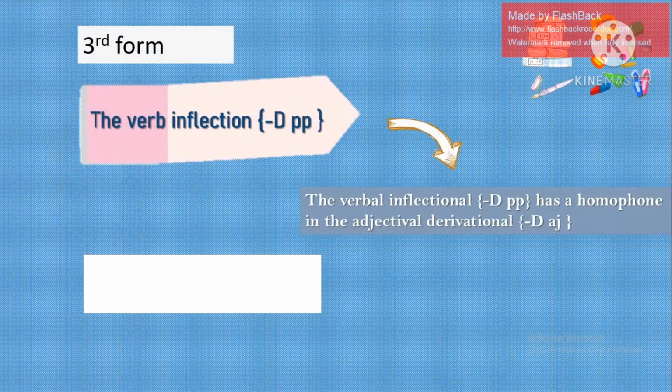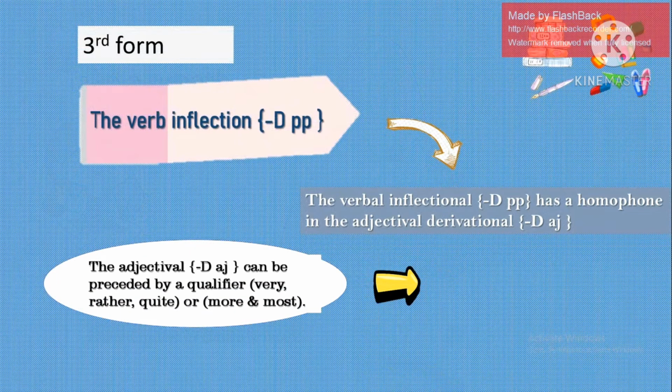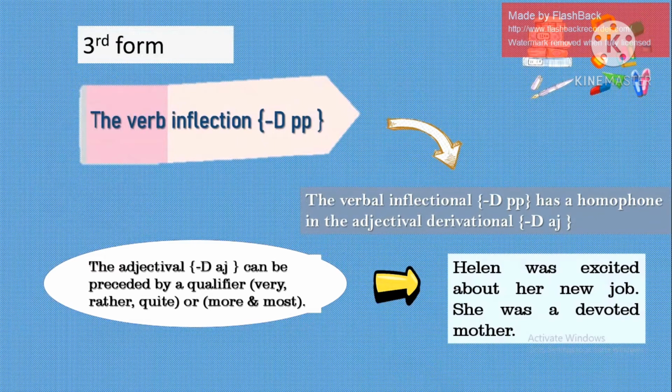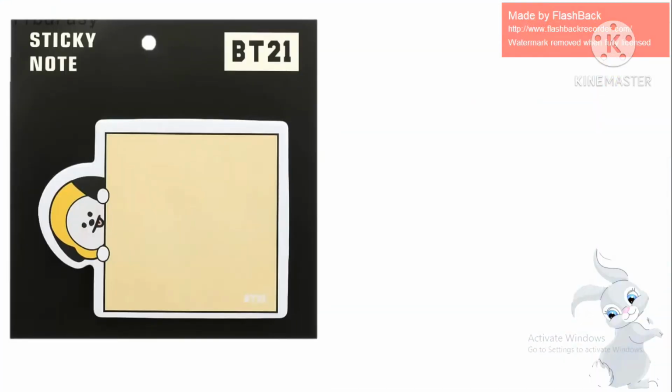This is the third form, the verb inflection. The verbal inflectional has a homophone in the adjectival derivational. The adjectival can be preceded by a qualifier like very, rather, and quite, or like more and most. For examples, Helen was excited about her new job. She was a devoted mother.